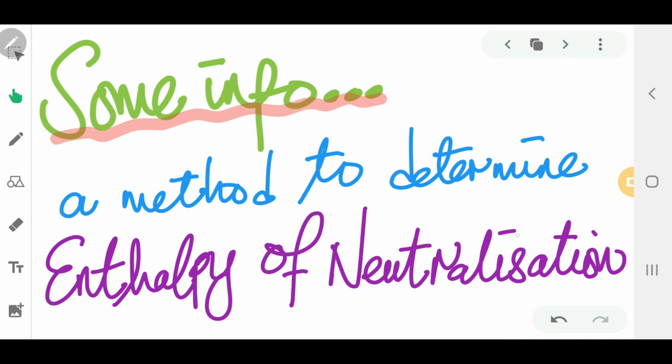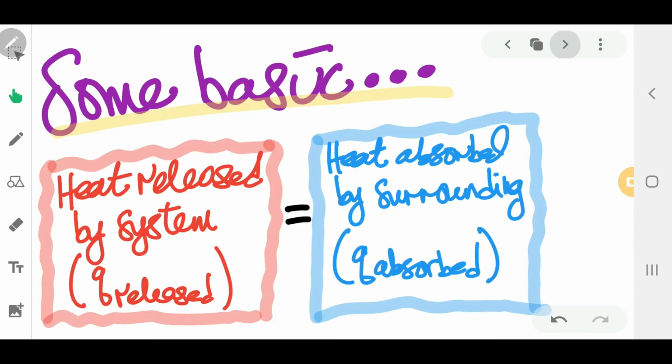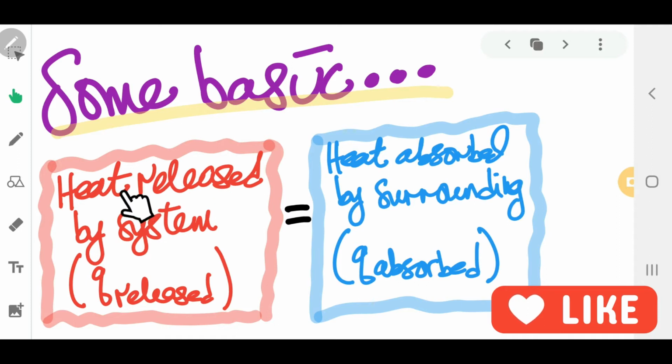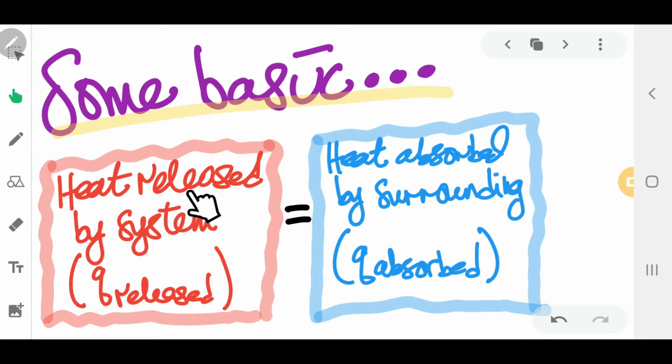A few things you need to know before we start looking at some problem solving situations. This is a method that is quite popular if you want to find out the enthalpy of neutralization, when an acid and a base mix together to make 1 mole of water molecules. And also a few basics of thermochemistry that you need to apply: the heat released by the reaction or system, represented by Q released, will be the same as the heat absorbed by the surroundings.